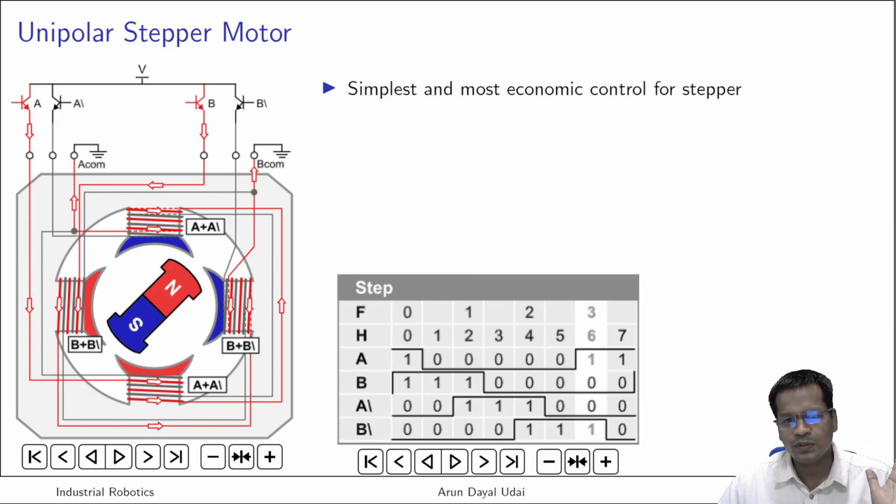Torque depends, because whenever it is there, it is always high or low. If it is high, it is high. It is not intermediate. You cannot control the torque in this type of motor. It can be done, but it is not advisable. You may lose the position in that case. So that is what is a unipolar motor.